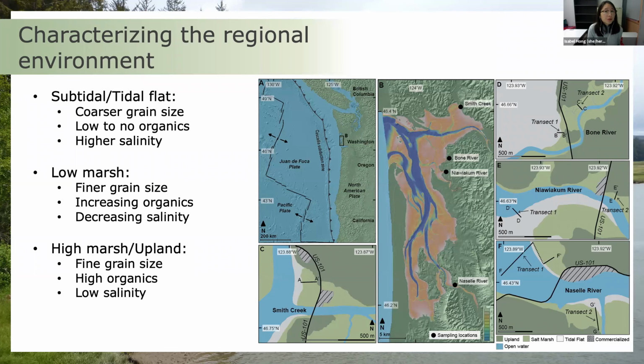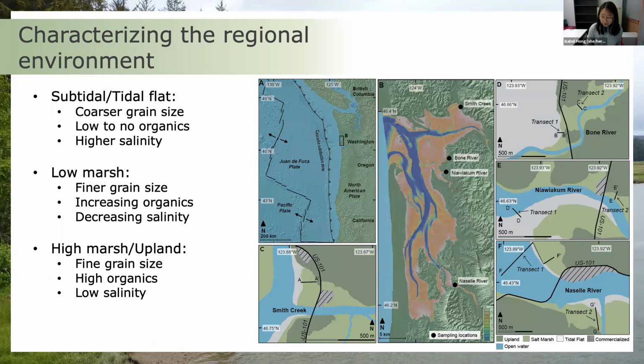And then transitioning into the high marsh and upland environment, we tended to find fine-grained sediments as well as higher organic contents. And there is where we found low to no salinity measurements.